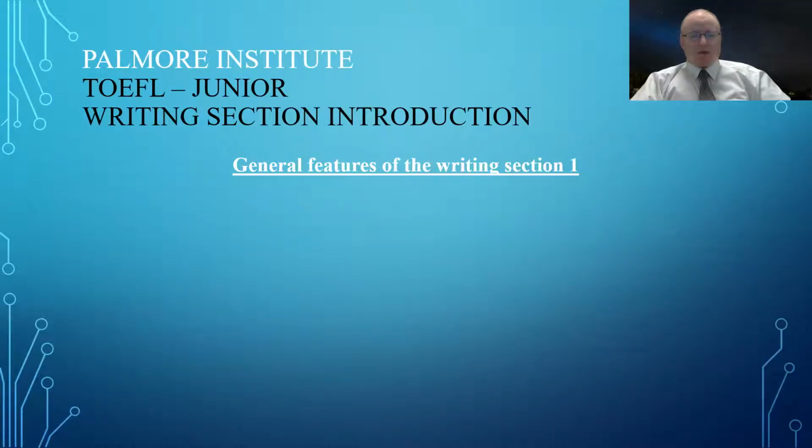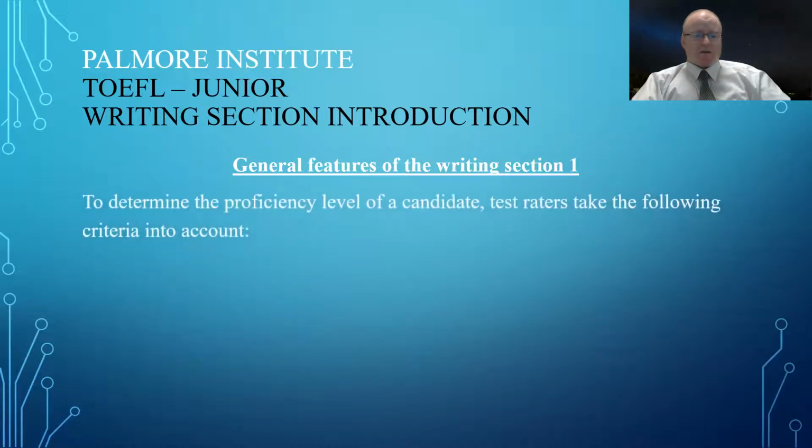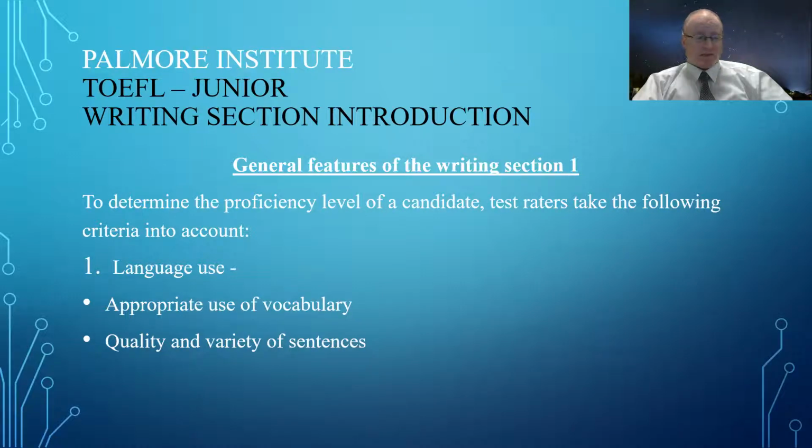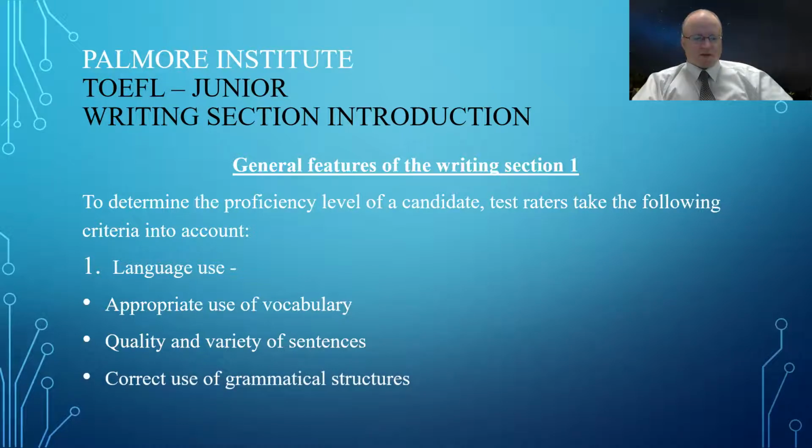As for the general features of the writing section, it's to determine the proficiency level of a candidate. Test raters take the following criteria into account. First, they look at language use, and that includes appropriate use of vocabulary, using words correctly, quality and variety of sentences. So they're looking at being able to use complex and compound sentences and subordinating clauses, not just simple sentences. And of course, correct use of grammatical structures.